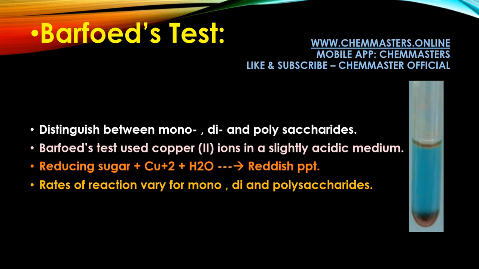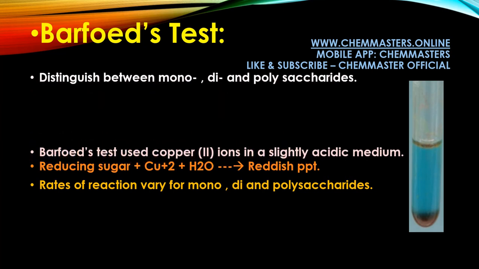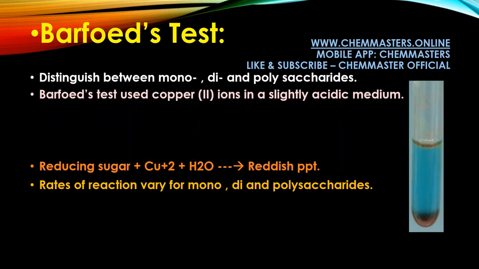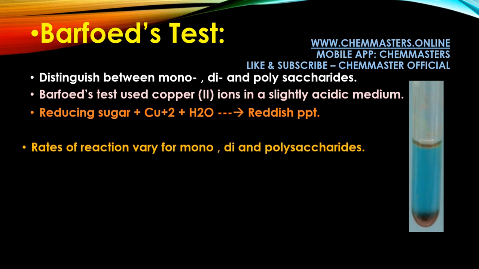Based on the rates of reactions for mono, di and polysaccharides, we can differentiate mono, di and polysaccharides with the Barfoed test. Okay, so you can see the color in the test tube, a reddish precipitate.